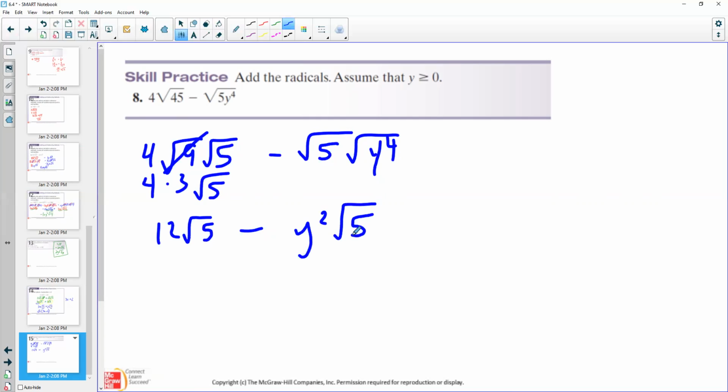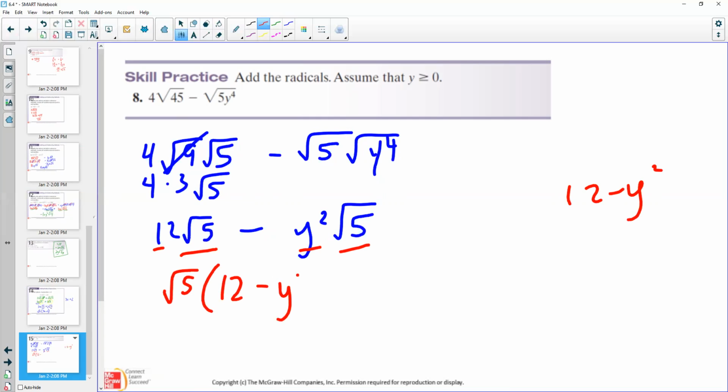So what you can see here is the same idea. They both have radical 5 to the same index. It's fine. But this second term is y squared. The first one is 12. I wouldn't ever just subtract that. I don't know what that is. But what I can do is factor out the radical 5 and make it radical 5 times 12 minus y squared. And then I can be done.